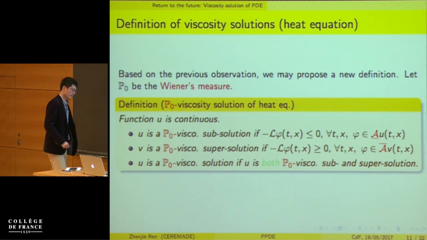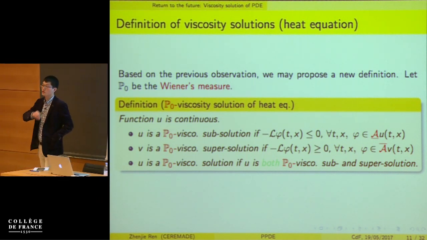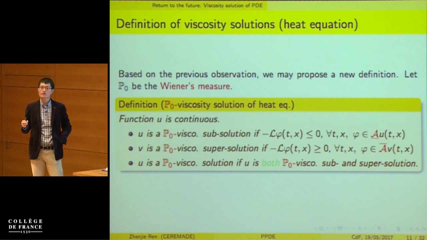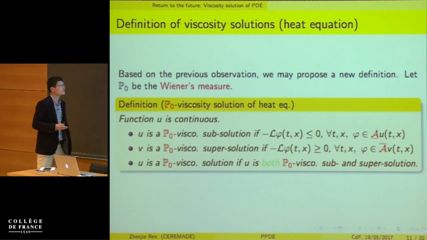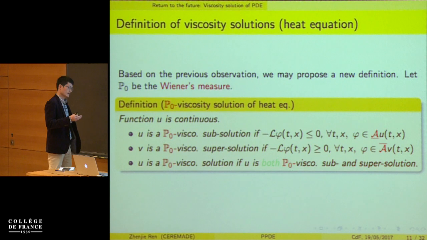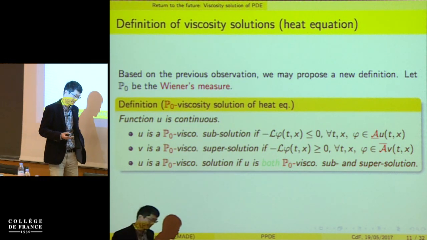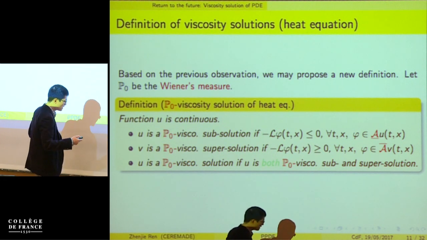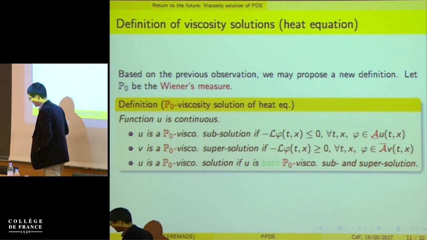But remember that in our probabilistic argument, we use the Brownian motion. So in other words, this definition depends on the Wiener measure. That's why we call it the P0 viscosity solution. So the P0 viscosity solution is defined in exactly the same fashion, but instead of considering those test functions in A lower bar, we consider the test functions in A round lower bar.